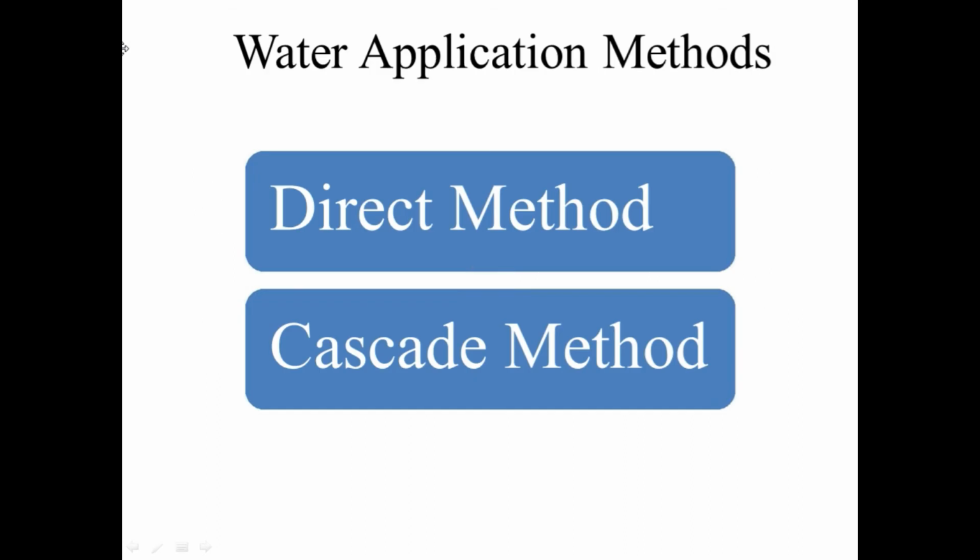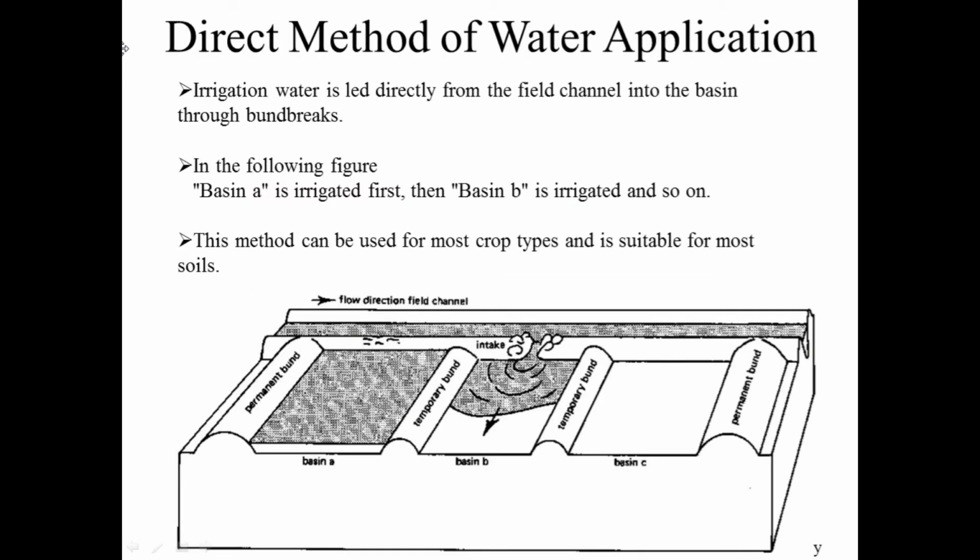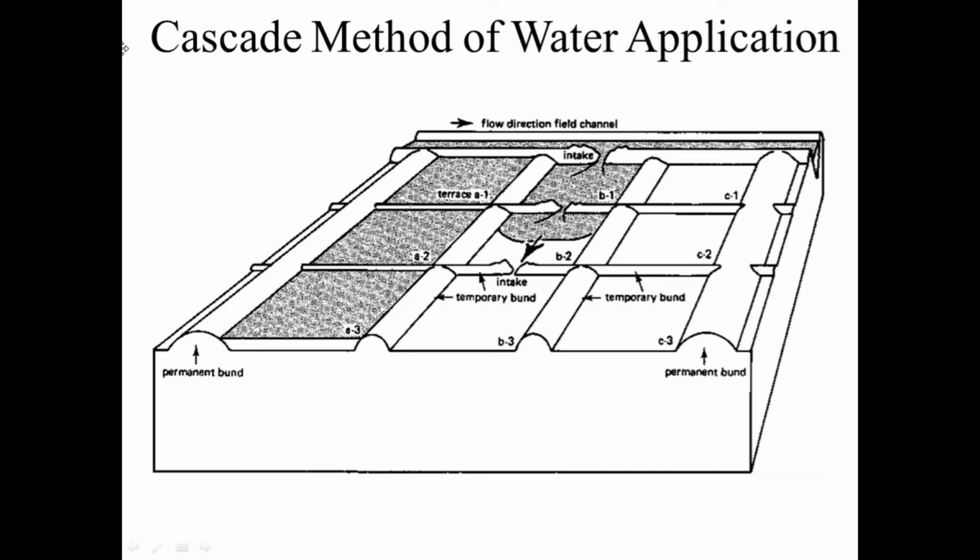In basin irrigation, there are also two subtypes of method. One is the direct method and the second one is the cascade method. In the direct method, all ditches are connected with each and every basin, and each basin has an individual intake. The next method is the cascade method of water application, in which every 2 to 3 basins have a single intake, and they pass water to the 1 to 2 basins toward the end point, and they are connected with each other.